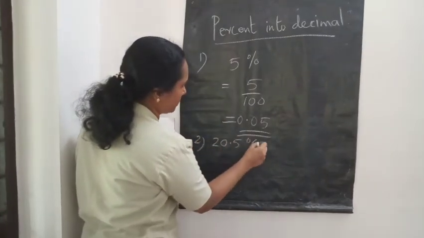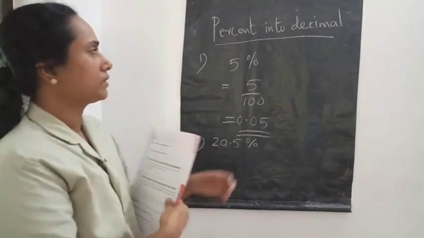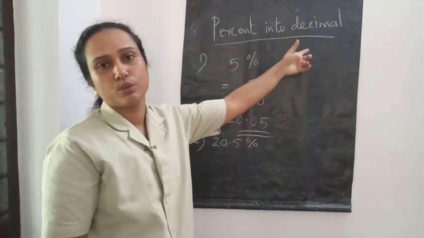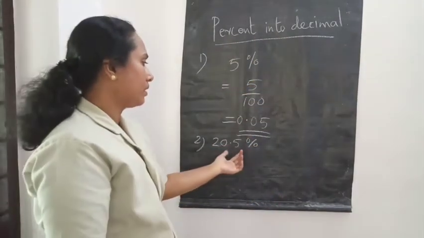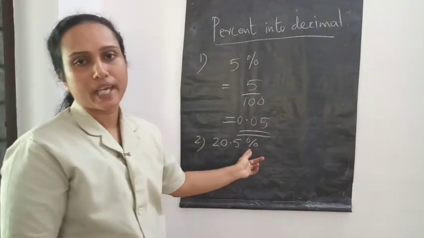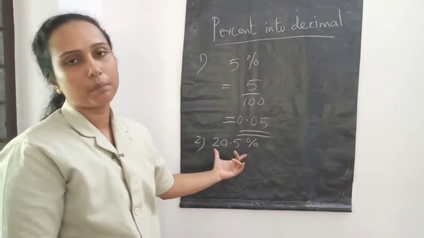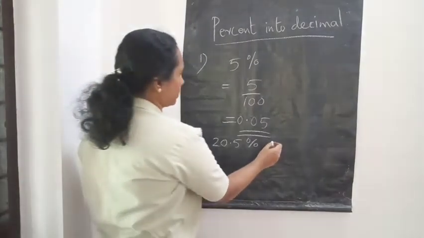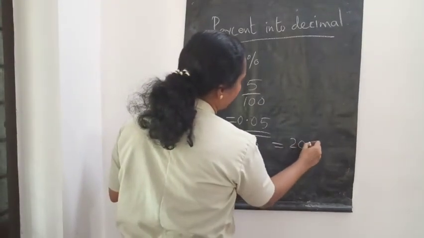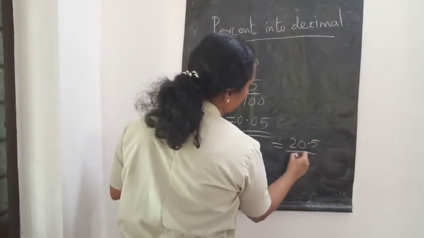20.5 percentage. Then converting percentage into decimal. First we remove the symbol of percentage and divide this number by 100. Then 20.5 divided by 100.